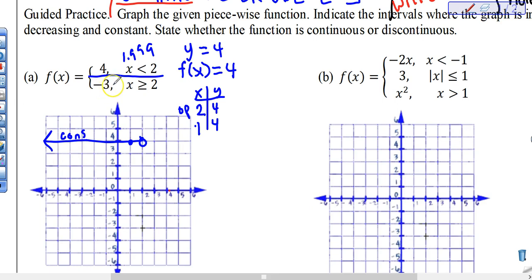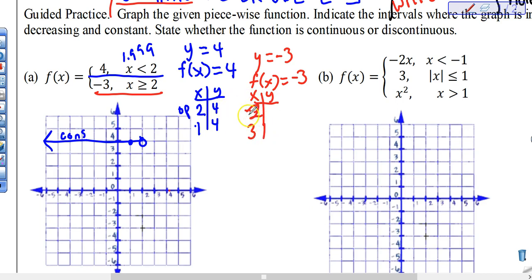I'm going to switch colors now to my second function here, which is y equals -3, or actually it says f of x equals -3, but they mean the same thing. And it's defined for all x's greater than or equal to 2. So with this one, if I make a little t-chart, I'm going to include a 2. And I can choose a 3.